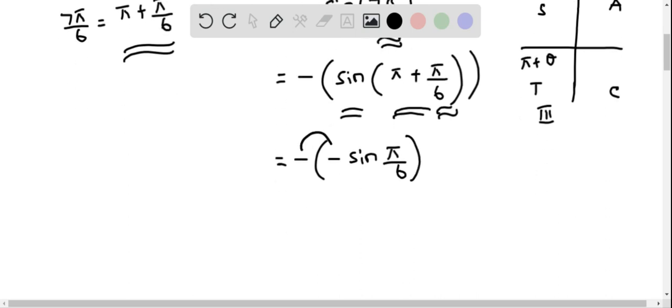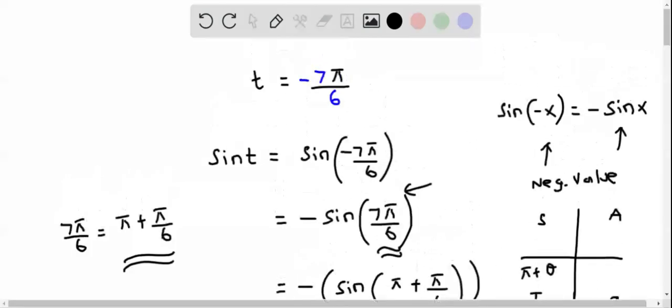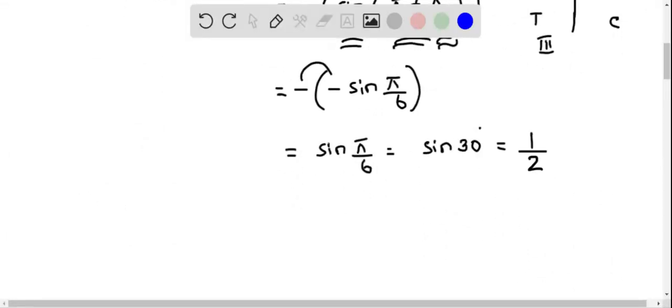So we multiply these two negatives, which becomes a positive. So finally, it becomes sine of pi over 6. If we convert this pi over 6 to degrees, it equals 30 degrees. This is a standard value which we can find from the unit circle or from the standard trigonometric tables, and this equals 1 by 2. So therefore, sine t at t equal to negative 7 pi over 6 equals 1 by 2.